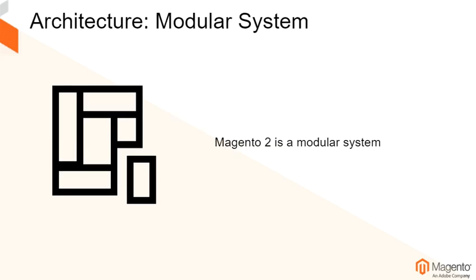Magento 2, like Magento 1, is a modular system but to a much higher degree. Magento 2 assigns greater independence to the modules. They function more as standalone units.